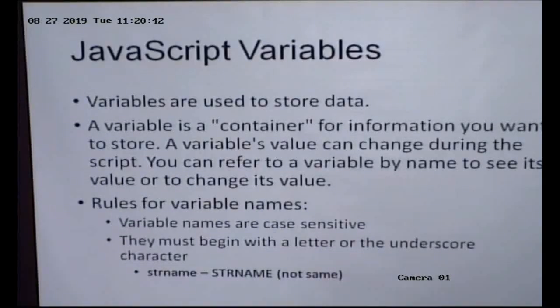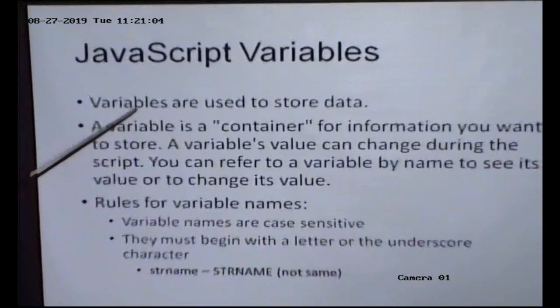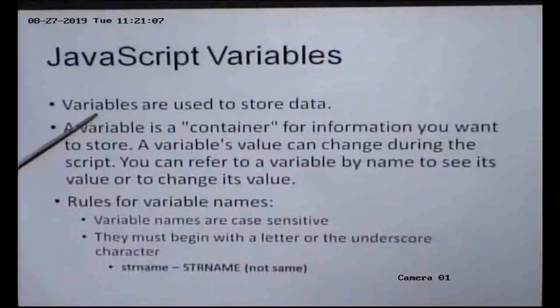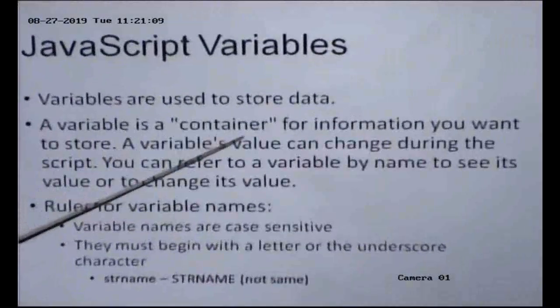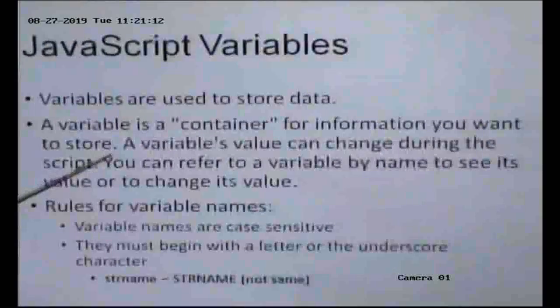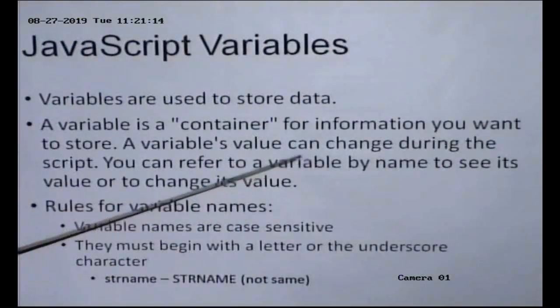Next thing is now we are going to discuss the concepts inside the JavaScript. Next thing is JavaScript variable. So what is a variable? Generally the variables are used to store the data. Okay, so we have seen in C, C++, Java. Now in JavaScript also we are using a variable. This means to store the runtime data, we need a variable. So what is a variable? It is a container for information you want to store, and the variable's value can change during the script. Okay, you are able to change the variable's value.